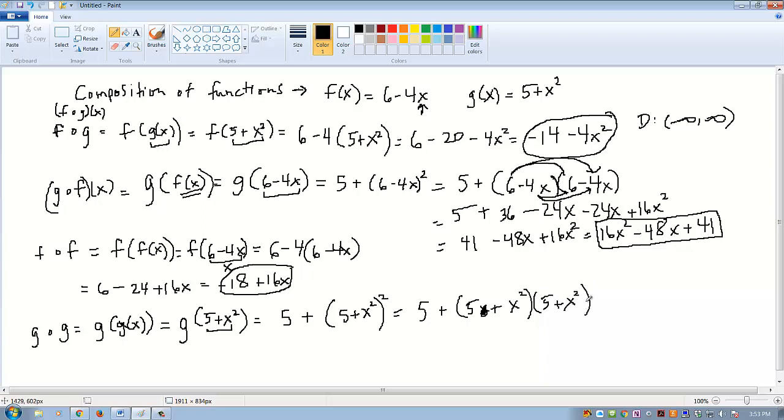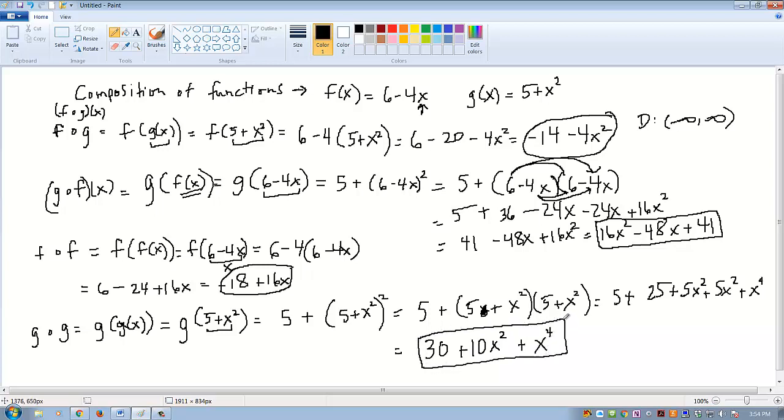So we have this. 5 times 5, so 5 plus 25, 5 times x squared plus 5x squared, and then x squared times 5, and then I have plus x to the 4th. So our final answer on this one will be 30 plus 10x squared plus x to the 4th. That is the answer.